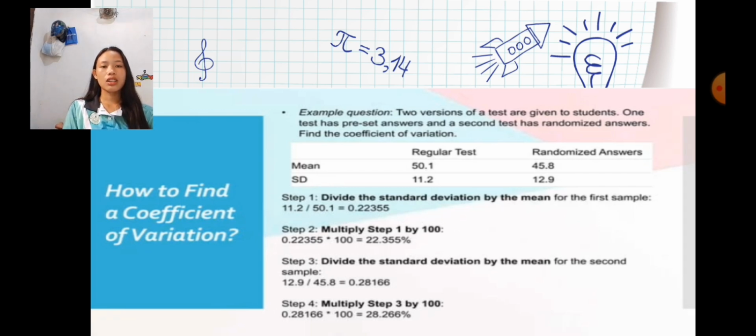Step 4, multiply step 3 by 100. So the answer from step 3, we are going to multiply it by 100. 0.28166 multiplied by 100 equals 28.266%.